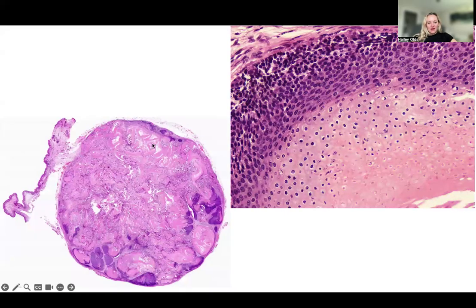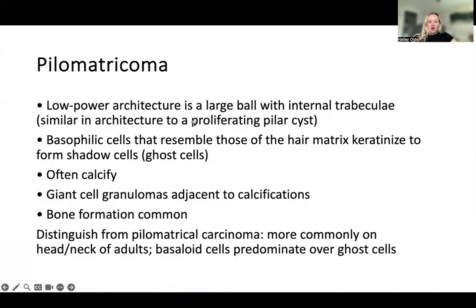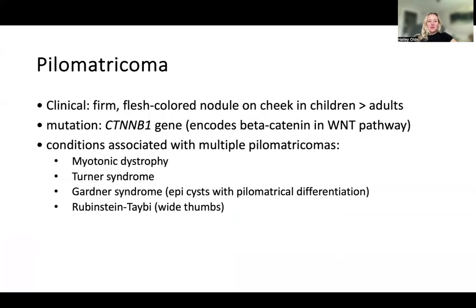So we have kind of the rolls and scrolls architecture. And then we have these basaloid cells, but then we also have these pink cells that don't have a true nucleus. So those are ghost cells. So this is a pilomatricoma. So you have basophilic cells that look like hair matrix that keratinize to form shadow or ghost cells. A lot of times there's calcification, and you may even see bone formation.